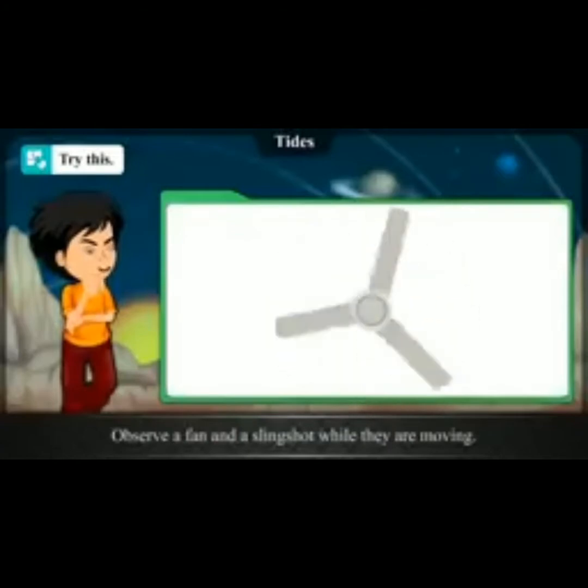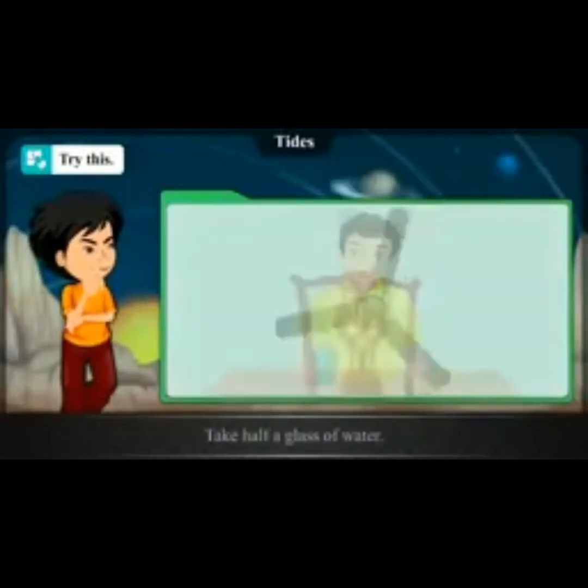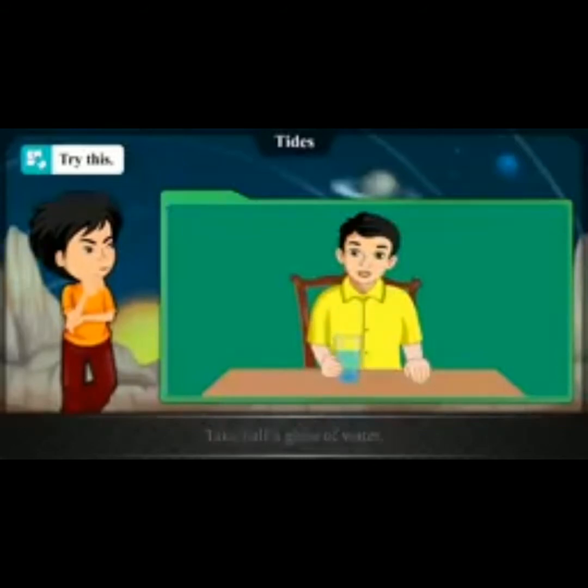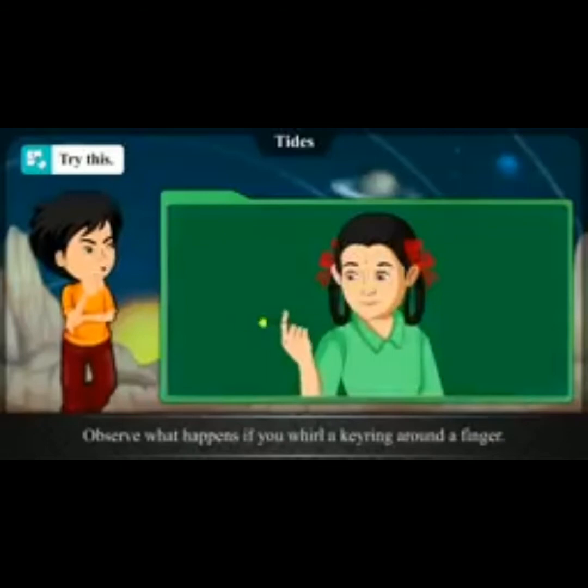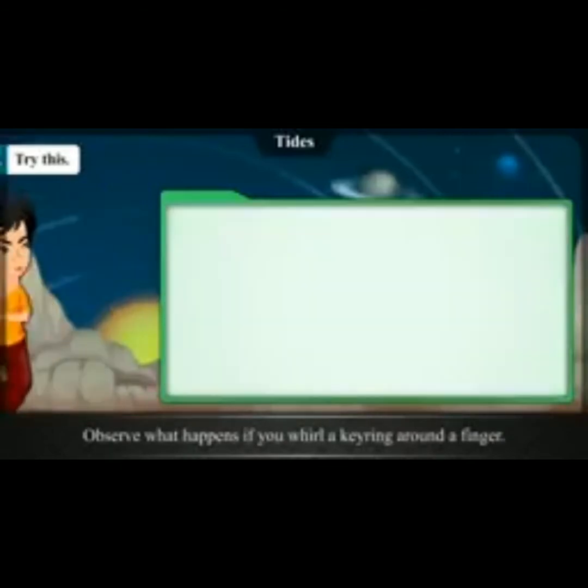Observe a fan and a slingshot while they are moving. Take half a glass of water. Slowly move the glass in one direction, in circular fashion. Observe what happens to the water. Observe what happens if you whirl a key ring around a finger.